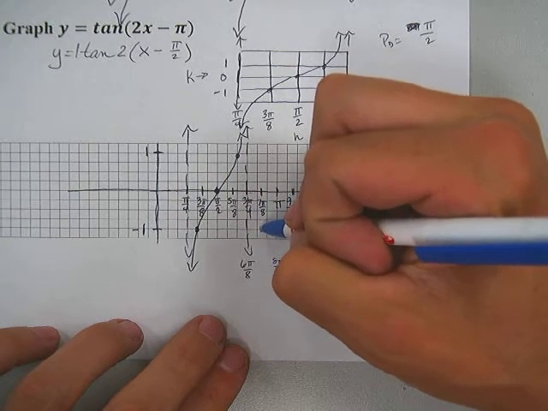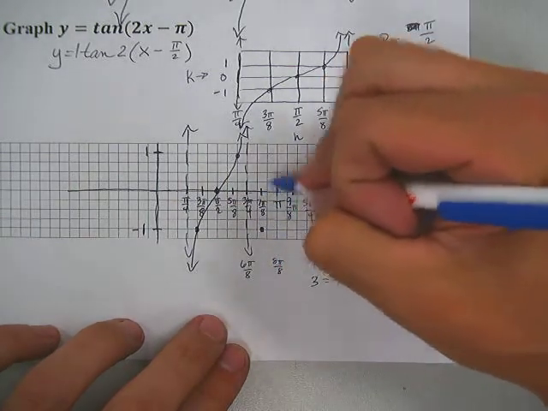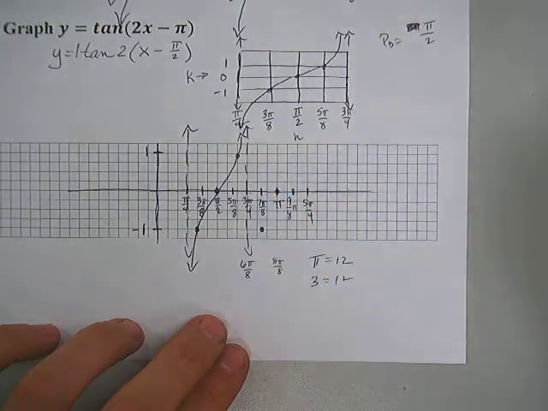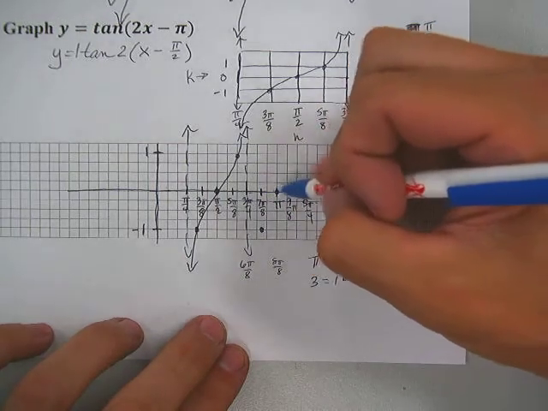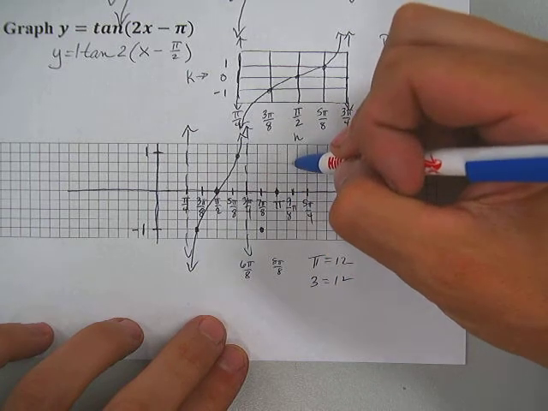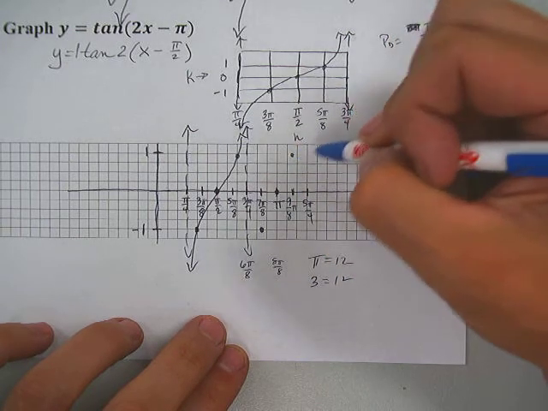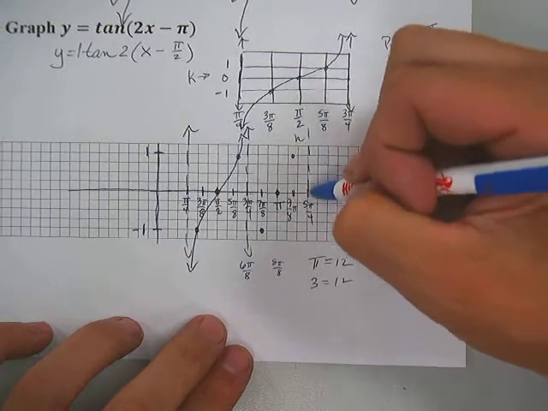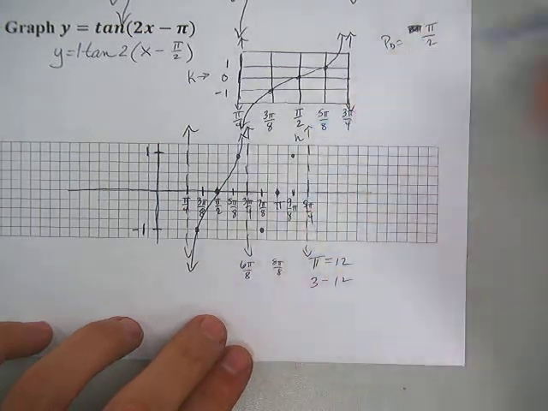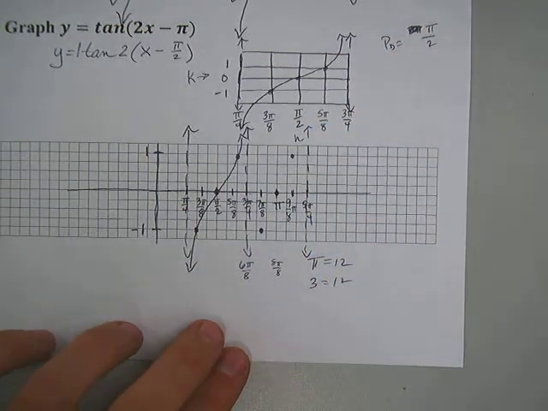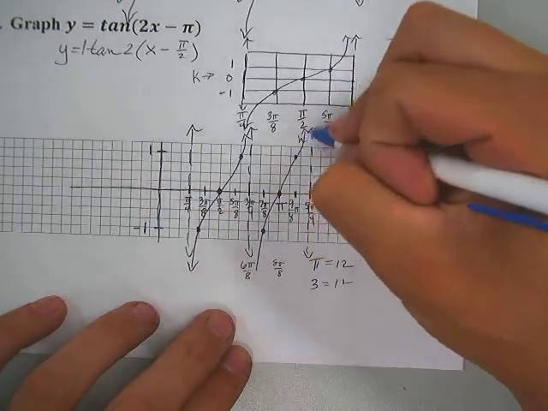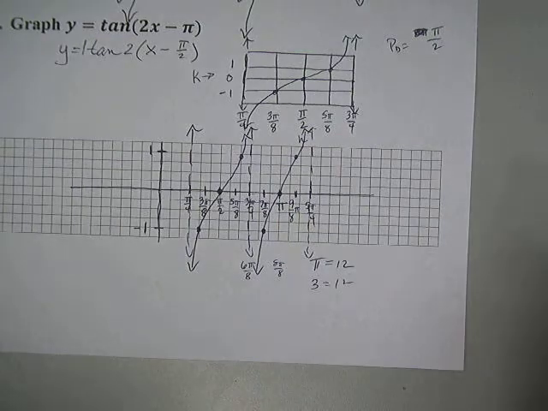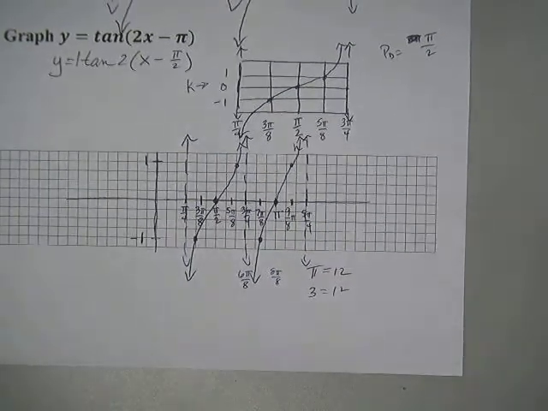Okay, and if the pattern is repeating, that means at 7 pi over 8, there should be a dot down here at negative 1. At pi, okay, and then at 9 pi over 8, there should be 1 also. And then at 5 pi over 4, okay, and let's draw this in.